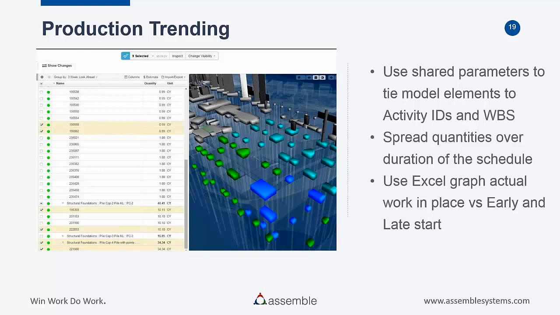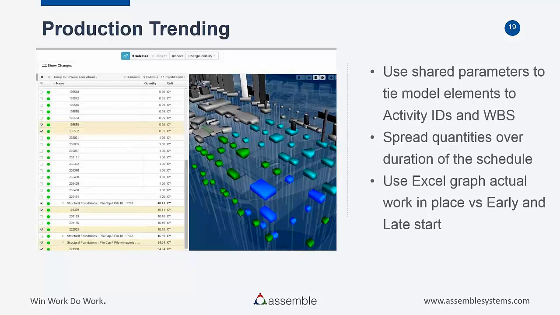And we wanted to do some production trending and see how we were actually producing, how much work we were actually putting in place. So we took that same example, and we wanted to see how much was getting installed on either a daily basis or a weekly basis. We went on just a weekly basis because we thought it was a little simpler. So what we did is we used shared parameters to tie those elements back to those same activity IDs and work breakdown structure. We basically spread the quantities over the duration of the schedule.